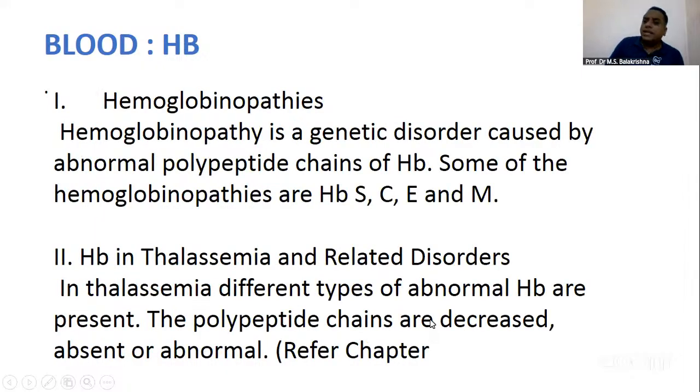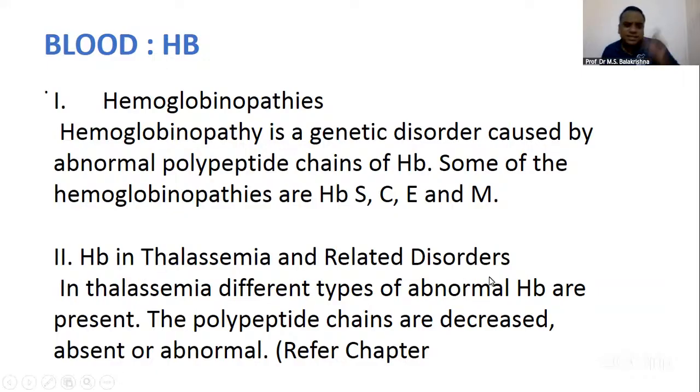Now some clinical anatomy. What do you mean by hemoglobinopathies? It is a disorder in hemoglobin, where the chemical structure, the polypeptide chain of hemoglobin, can vary. Some of the hemoglobinopathies are hemoglobin S, C, E, M. These are all variants. Then there is hemoglobin in thalassemia and related disorders.